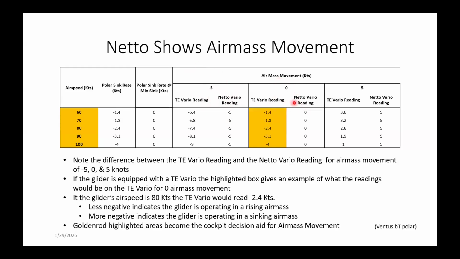If you're in neutral air, then it subtracts out the 1.4, and the netto reading says the air mass is not moving. The number's 0. If you're in rising air, then the TE is going to show 3.6 because it's subtracted out, and so the netto reading is 5. So what it's doing is taking the glider's polar away and telling you what the air is doing around you.